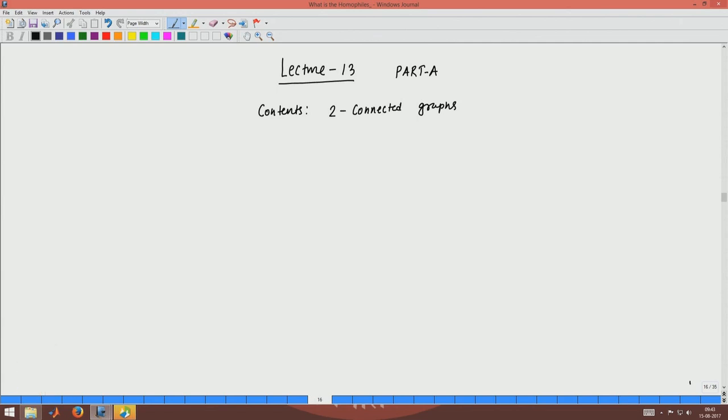We know that a graph is k connected if there does not exist a set of k minus 1 vertices whose removal disconnects the graph. Similarly, a graph is two connected if there does not exist one vertex whose removal disconnects the graph. In this lecture we will characterize two connected graphs.